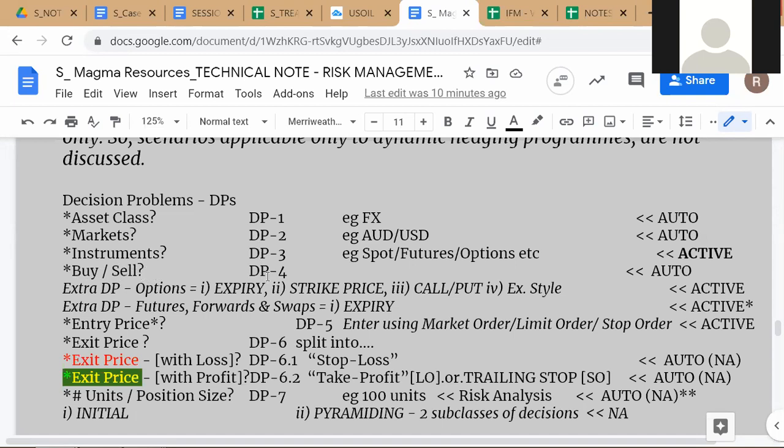So for a hedger, this decision does not need to be actively solved. It is automatically solved. In the case of oil, for instance, you know that your underlying position is long. So your DP4 buy-sell is automatically solved. You know you have to sell. So there's nothing to decide here. Is this clear to everyone?